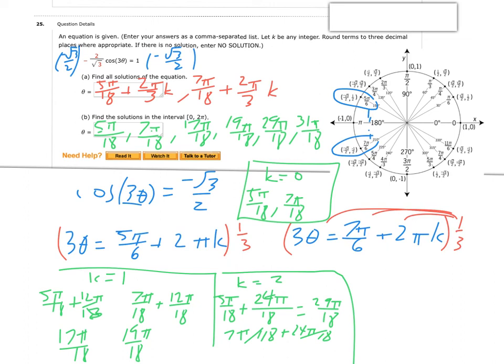I can try it again as k equals 3, but when I try the first one here, it's 5 pi over 18 plus 36 pi over 18. And I can already see that that's going to be 41 pi over 18, which is not between 0 and 2 pi, so I know my list is already done.